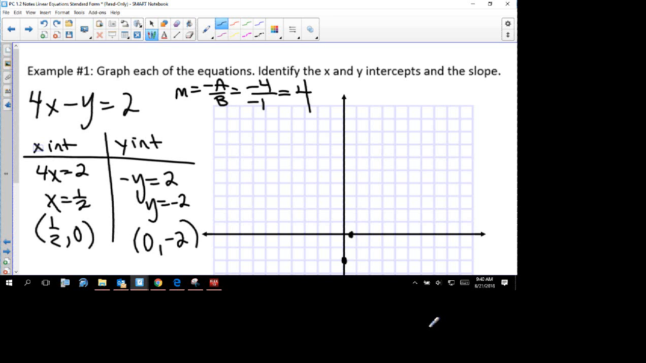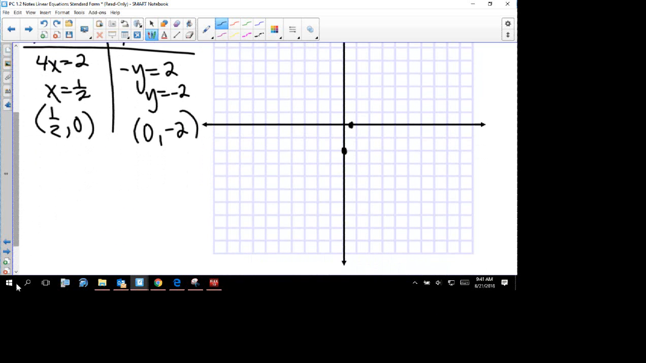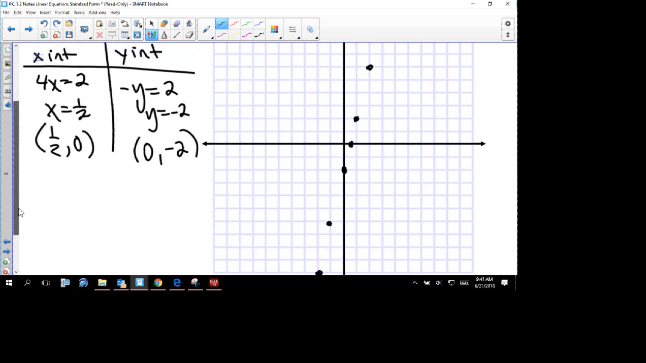My slope is 4. I can use the slope from either ordered pair. Which ordered pair should I use it from? Okay, the y, because it's like a whole number. I'm going to use it on the whole number before I would use it on a fraction. So up 4 over 1. Or I could go down 4, left 1. And you could see my x-intercept is right on that line as well.